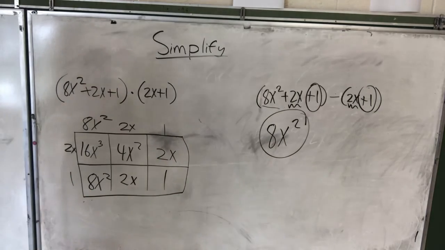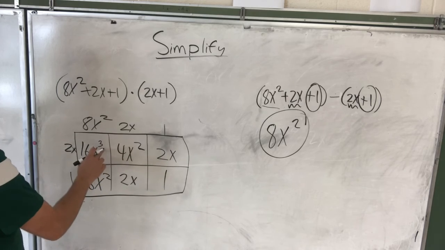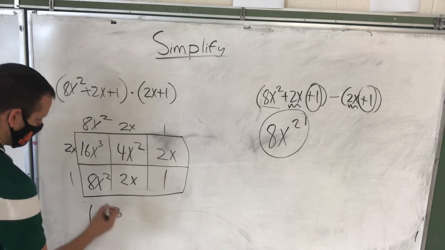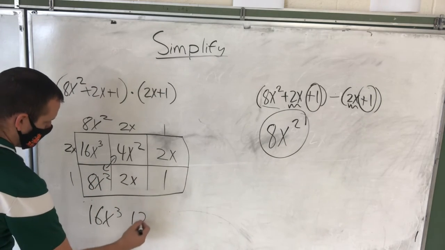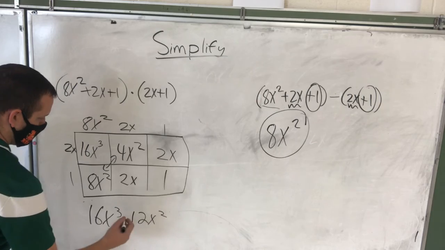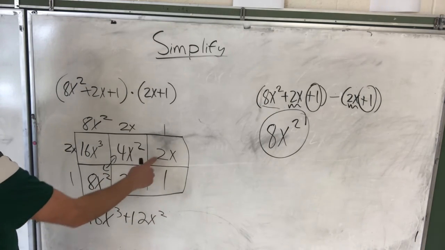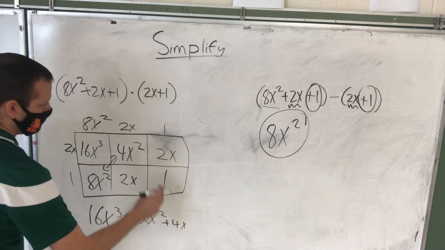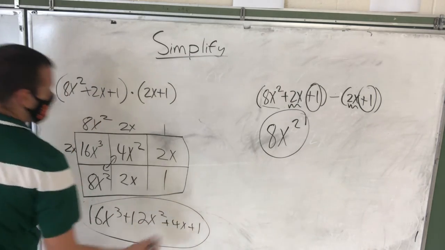Now I need to go through and combine like terms. So, do I have any other x cubes? I don't. So 16x cubed. Ooh, both of those are x squared. So 12x squared. Remember, I'm adding these together. 2x and 2x, that gives me plus 4x. So I've got this plus 1 on the end. There we go.